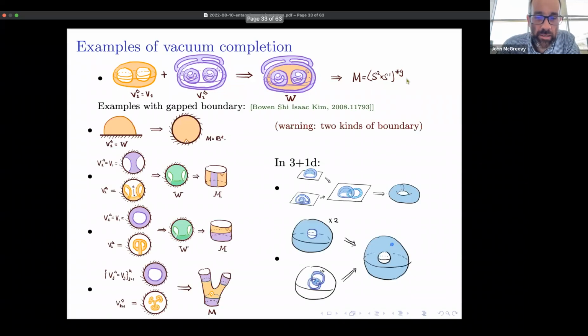Okay, so there's a large class of other examples, which I don't want to overwhelm you too much with, but I want to impress upon you that there's a large class of examples that work. And one important generalization is that we can generalize the entanglement bootstrap to cases where there's a gap boundary. The appropriate generalization of the axioms was studied by Bowen and Isaac Kim in this paper.